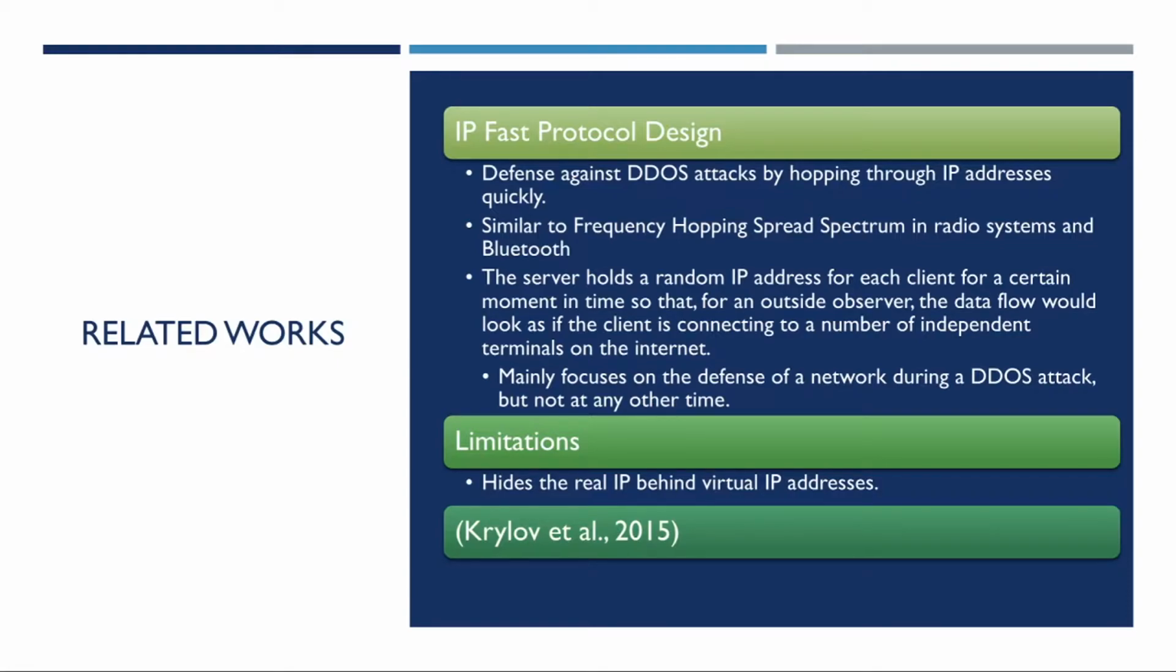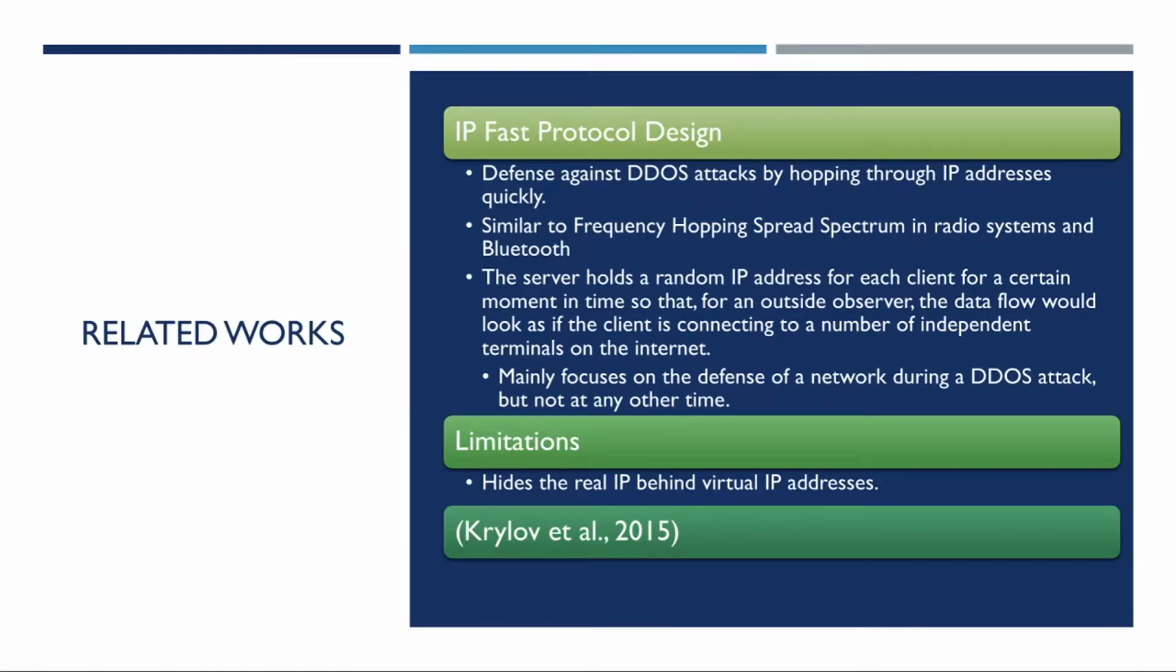It's also similar to frequency hopping spread spectrum, which radio systems and Bluetooth use to hop between frequencies to ensure that the frequency could not be interrupted or intercepted. The server holds a random IP address for each client at a certain moment in time, so that for an outside observer, the data flow would look as if the client is connecting to a number of independent terminals.